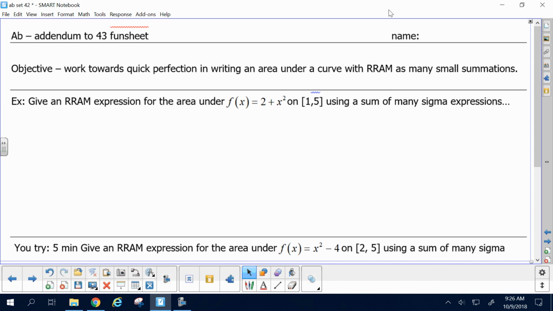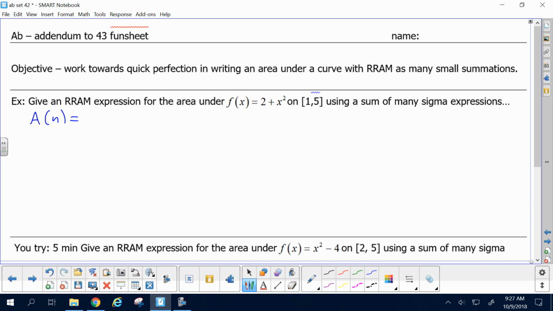This should be a summary of what we've done so far on working towards infinite rectangles. All right, so if I were to give a right rectangle approximation method for the area under f equals 2 plus x squared on 1 to 5 using a sum of many sigma expressions, then let's start with the sum. I'm not going to even draw it. I feel like we're past that, but if you're very visual and it helps you, then please do so.